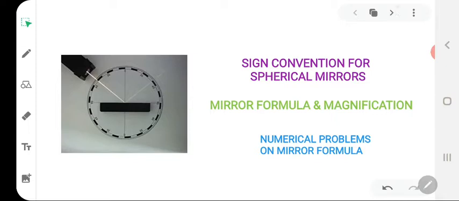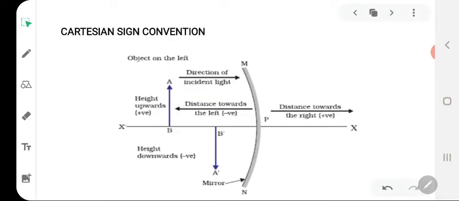So let's begin with the first topic, Cartesian sign convention. Now for this you need to have a close look on the picture that has been shown on the screen right now. It is actually a summarized version of the new Cartesian sign convention.